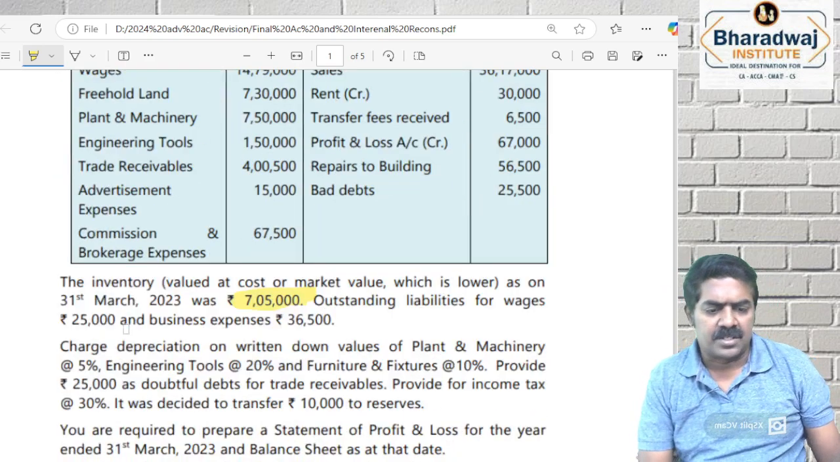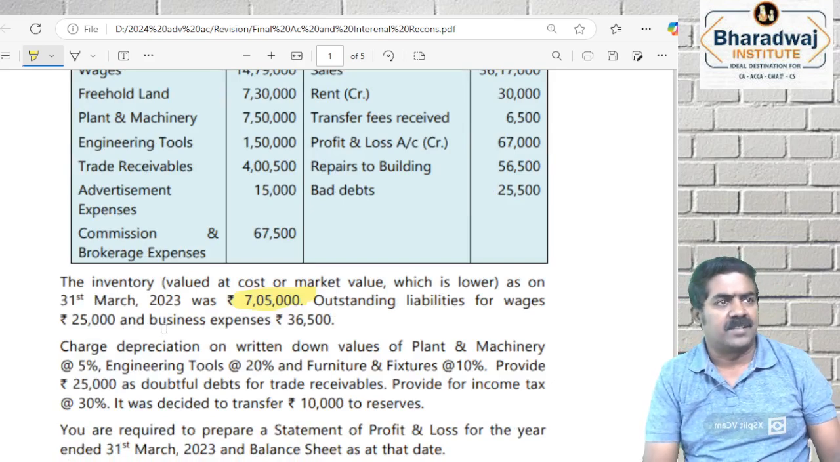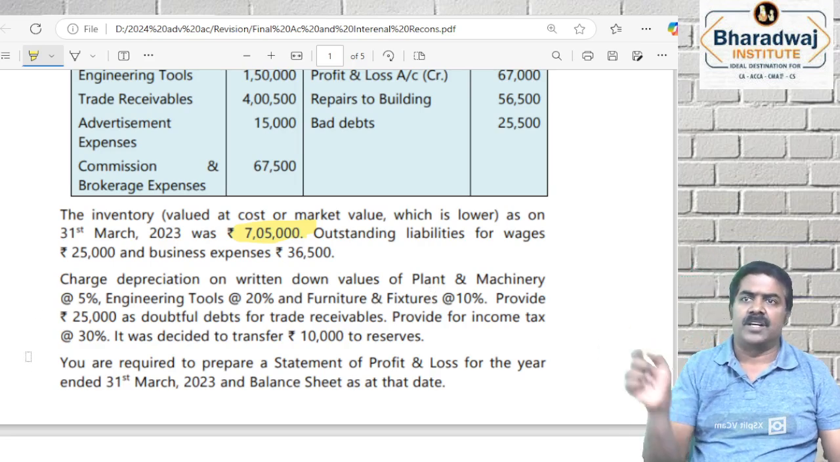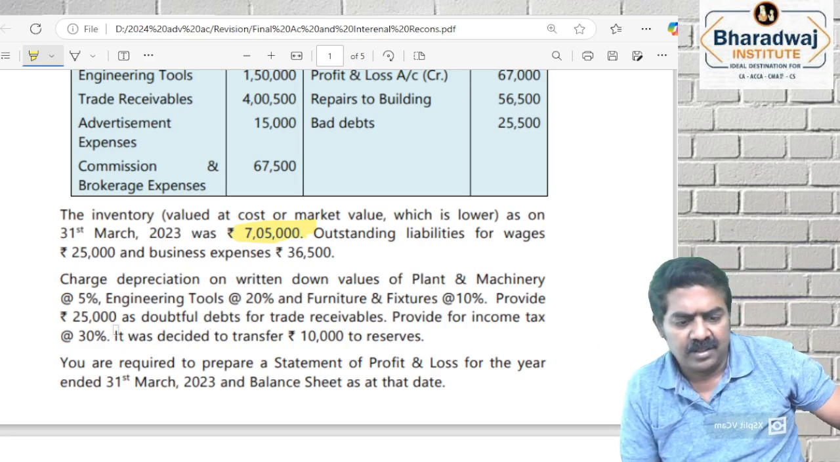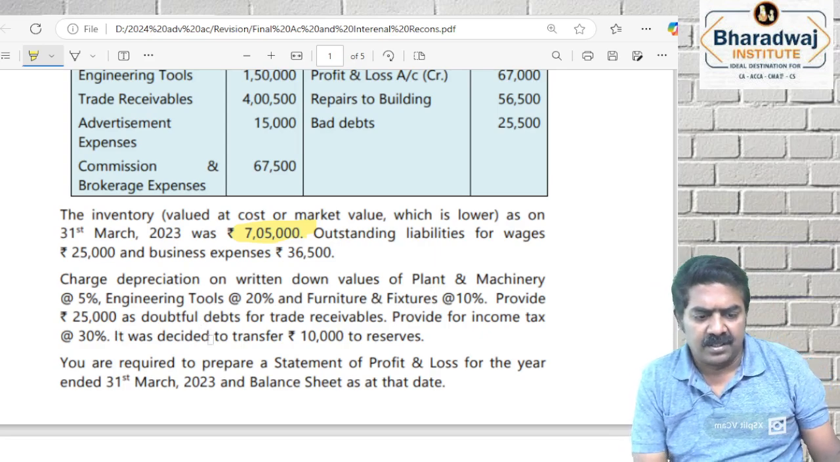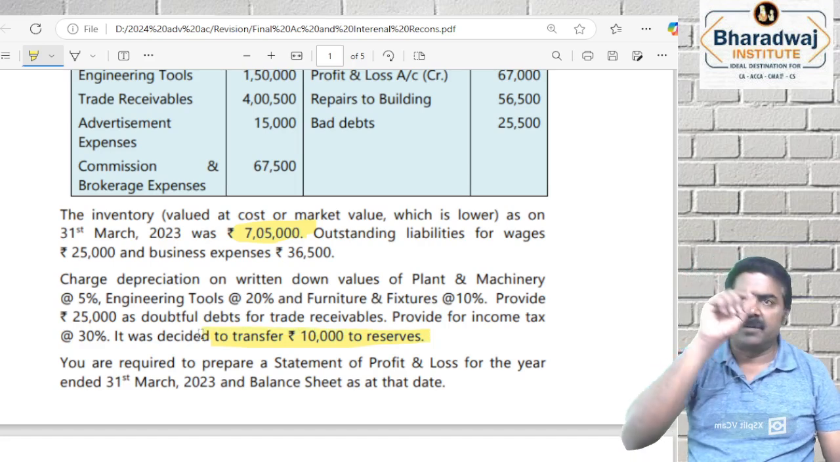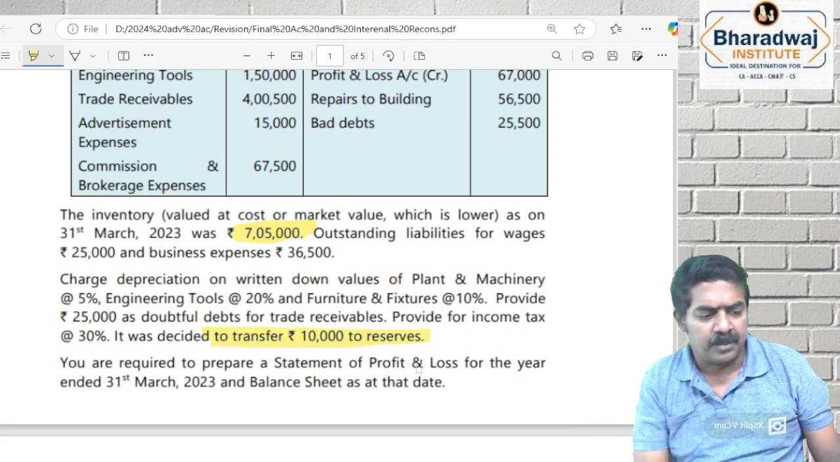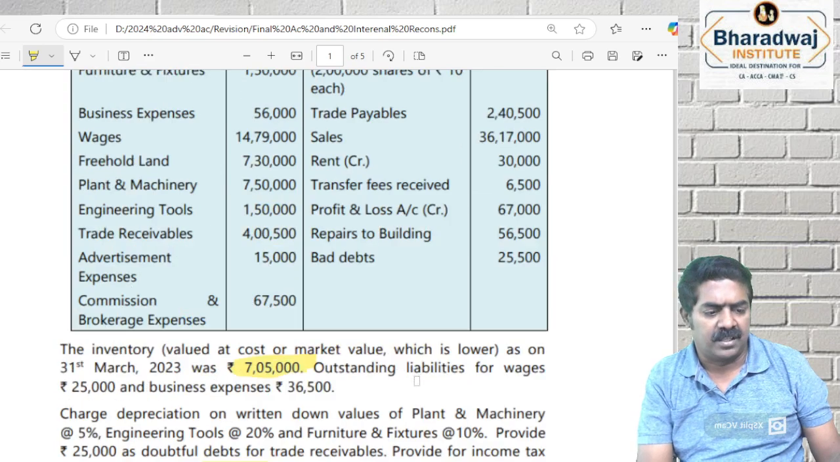Expenses. Outstanding liabilities you will add with the concerned expenses and show it in balance sheet. Depreciation you will provide in P&L account as well as in what? Balance sheet. Provision for income tax 30%. Transfer 10,000 to general reserve, which means from P&L account in the balance sheet, eliminate 10,000 and include in reserves. Prepare P&L account and balance sheet on the date.